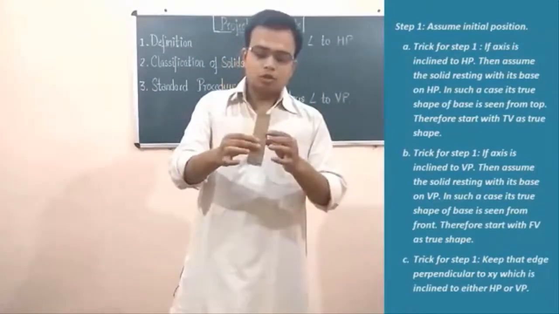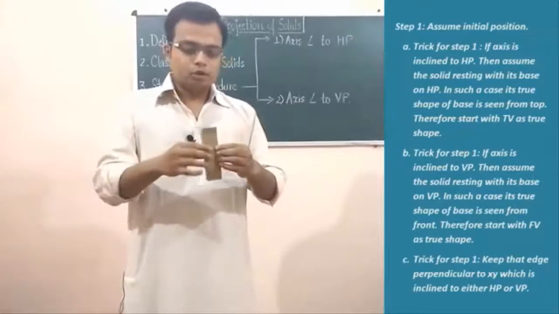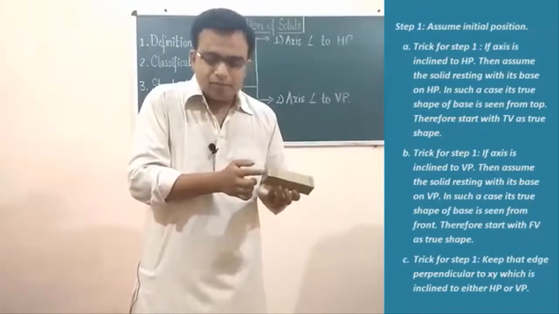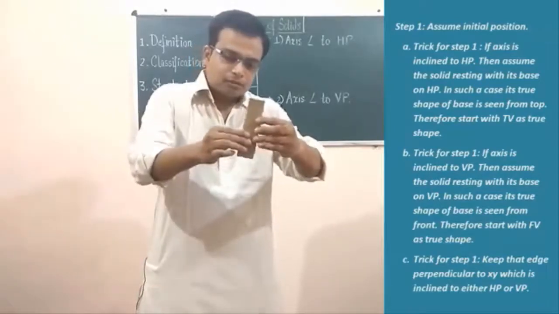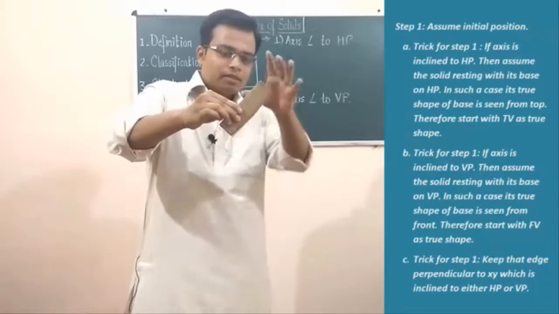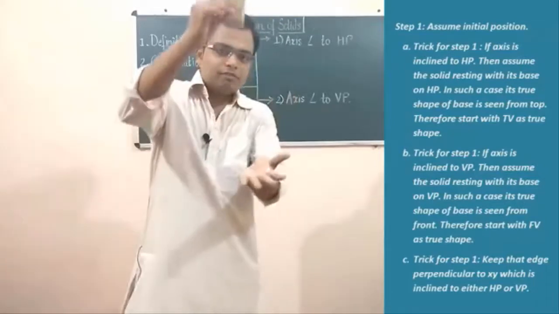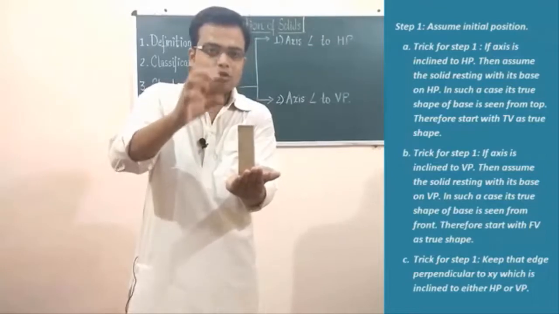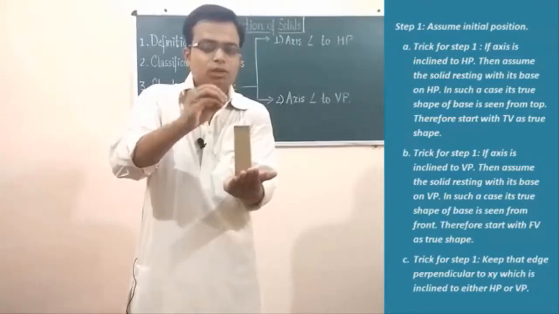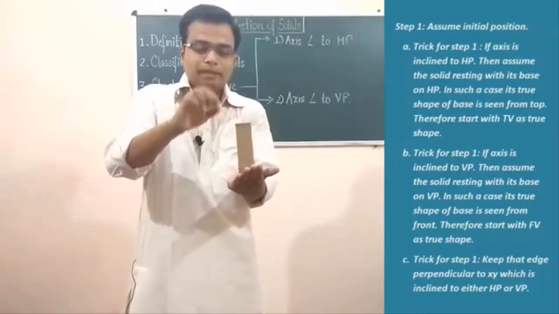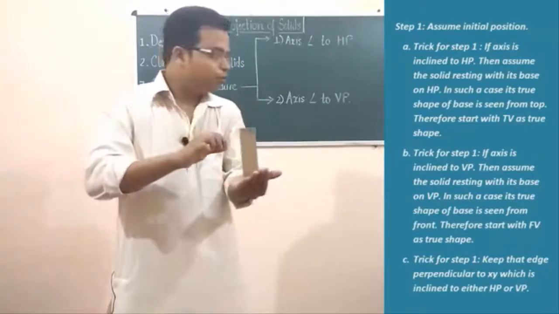This is what you call a square prism. If the axis is inclined to HP, that means the axis starts from here until we reach here, then we can assume that this entire solid is resting with its base on the horizontal plane, and then we have a way to see the true shape of the base. Obviously the true shape of the base can be seen from the top, and therefore we are going to begin by making the top view first.